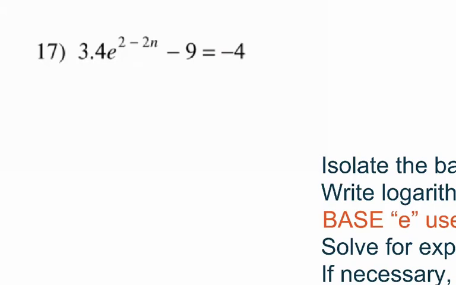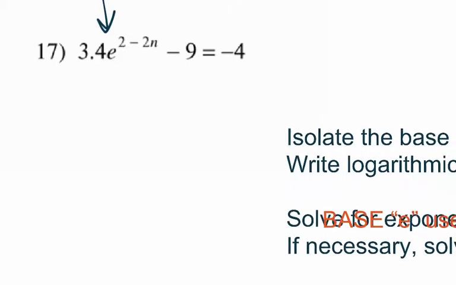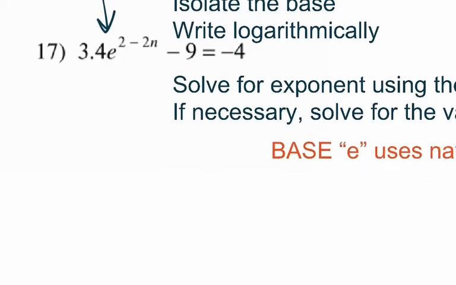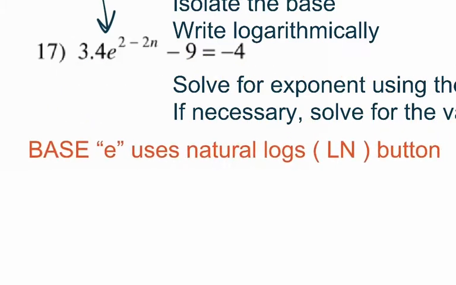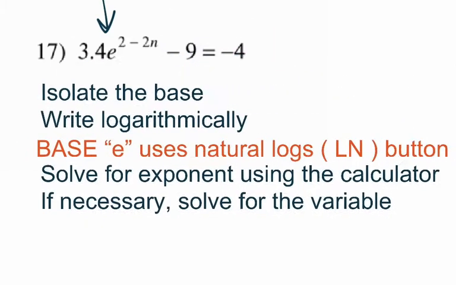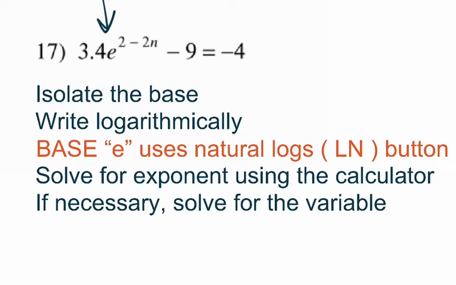In this case, it's slightly different because we have what's called base e. Most of you already know this, but if it's base e, then we are going to use the natural log. So let me pull this over. These are our notes. If it's base e, we're going to use the natural log button, but the directions are exactly the same. We're going to isolate the base, write logarithmically, but if it's base e, we're going to use the natural log button. The natural log button is right below the regular log button. We're going to solve for the exponent using the calculator, and if necessary, solve for the variable.